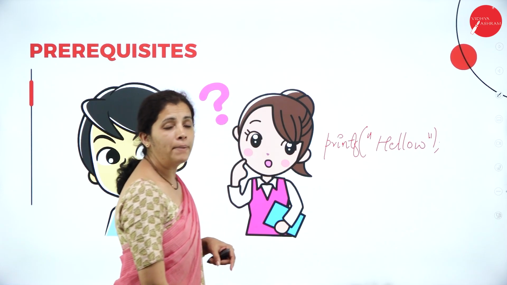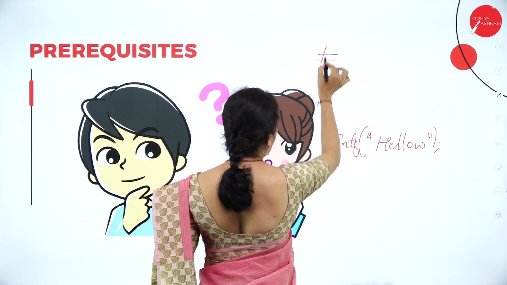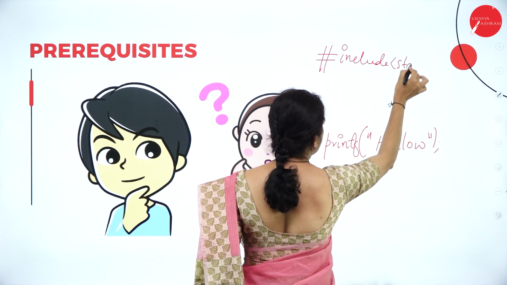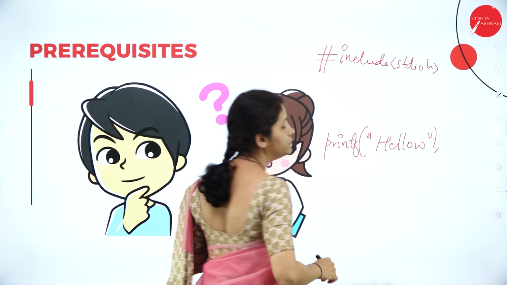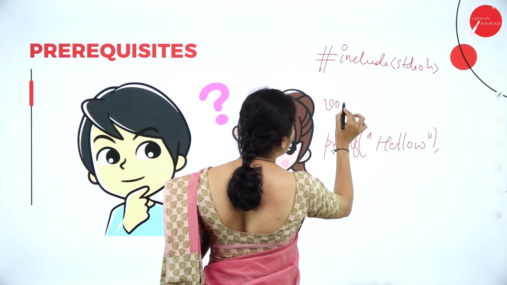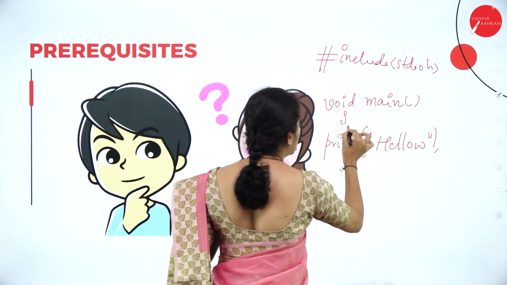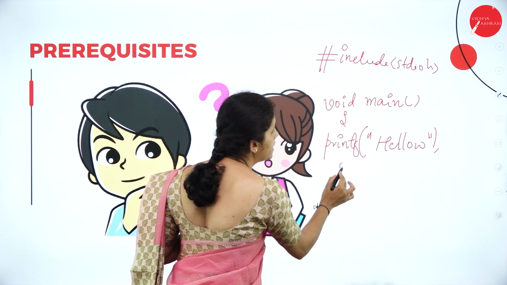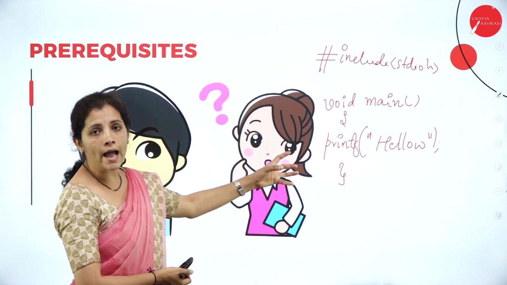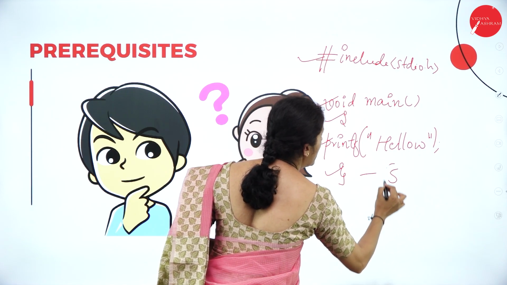Where is this printf present? That is present in my header file called #include stdio.h. Okay, fine. Is it enough? No. Then I want to include the main function, and I'm going to write this statement within the curly bracket. And if I see this one, how many lines do I have? See here, 1, 2, 3, 4 and 5. So I have 5 lines.